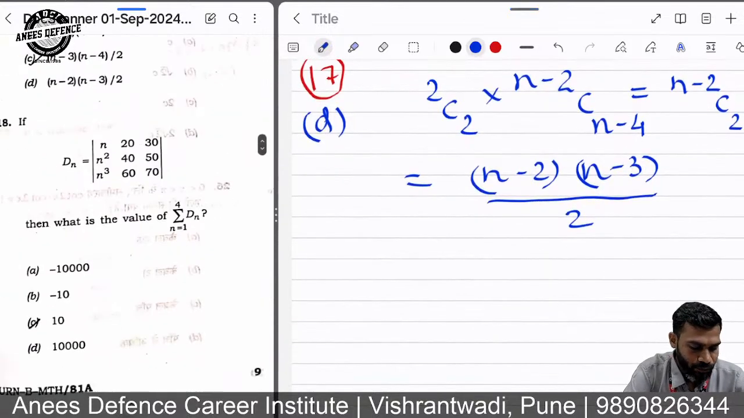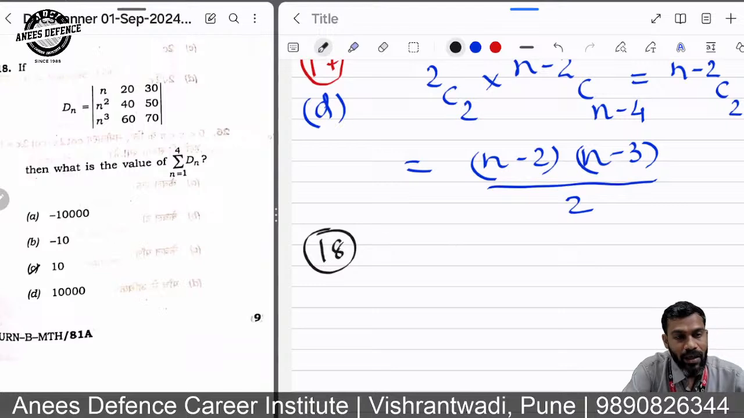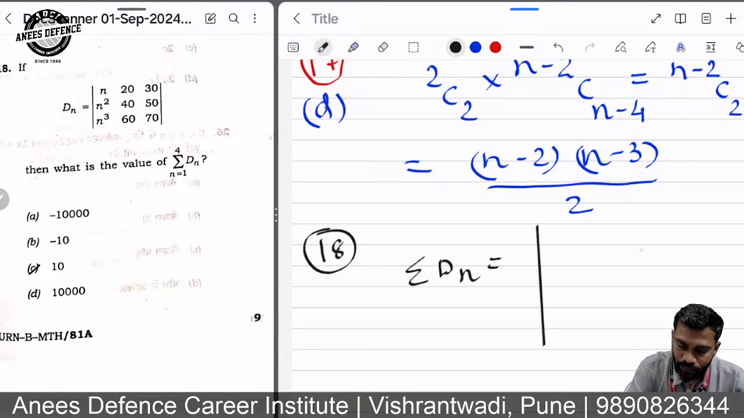Okay, next. Let us move to the next question. This is very easy. 18. Dn is given and we have to find summation dn, where the value of n goes from 1 to 4. So we just have to apply summation in the first column because the rest of them are constant. So summation dn I can directly write as the sum of first n natural numbers. It means 4 natural numbers, and that will be 10.